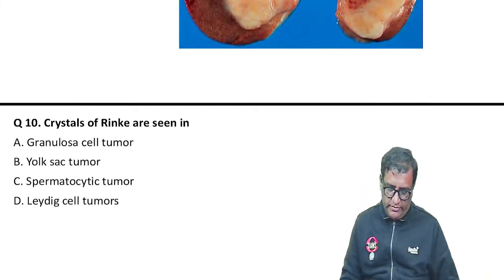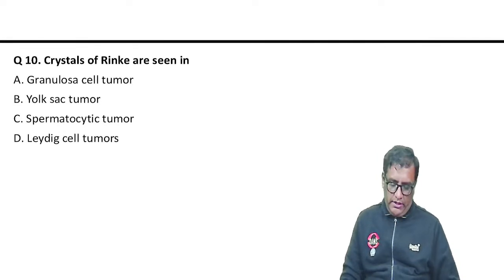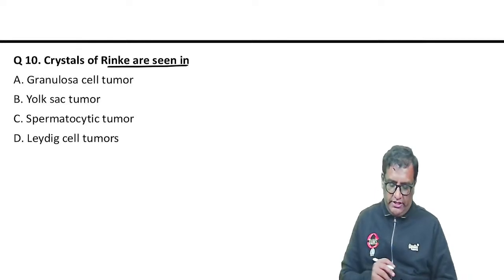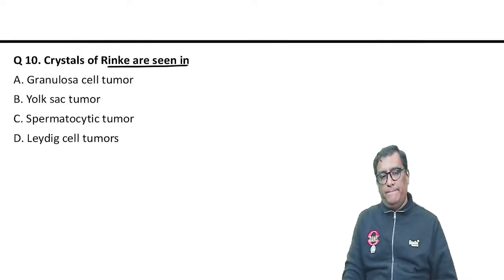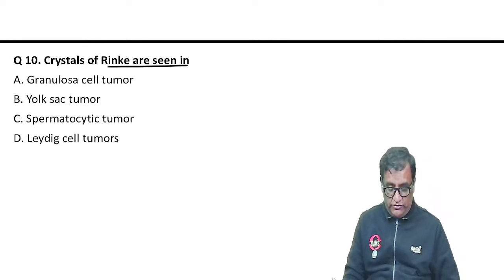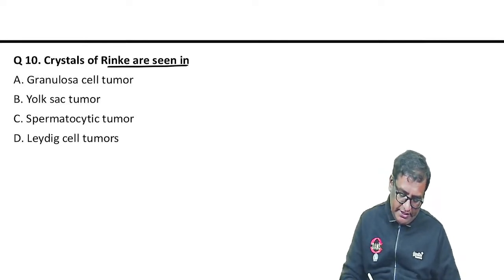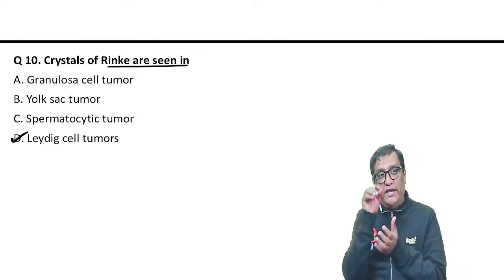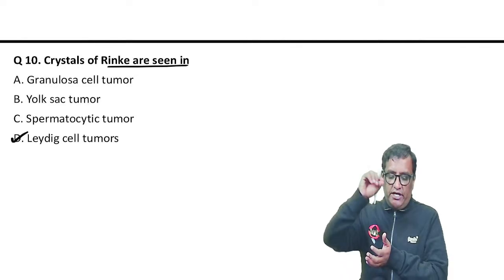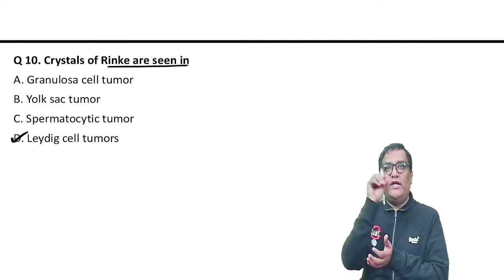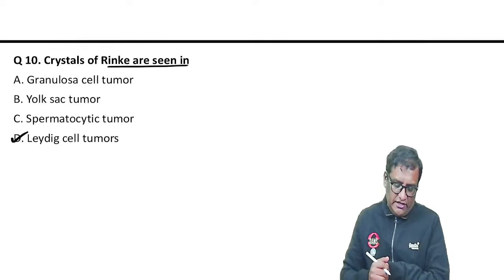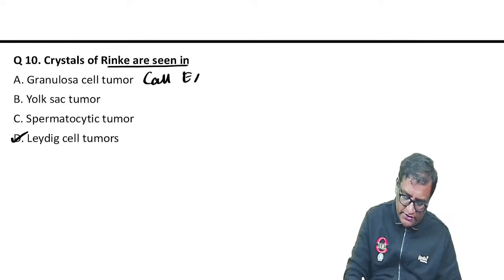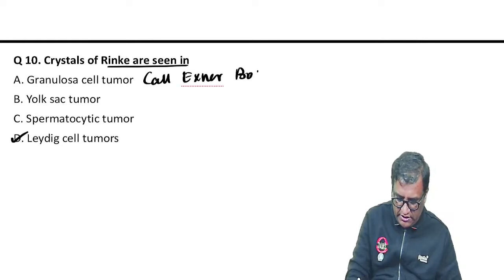Question number 10. One-liner question. Crystals of Reinke are seen in. Where do you see crystals of Reinke? Reinke's crystals, or crystalloids we call them, are seen typically in Leydig cell tumors. If you remember from the class, I had shown you an image which had pink eosinophilic crystalloids within the cells, that is seen in a Leydig cell tumor. In granulosa cell tumor, you see Call-Exner bodies.